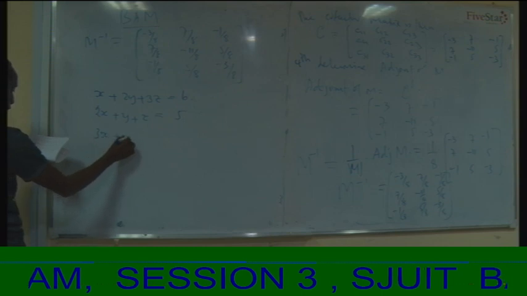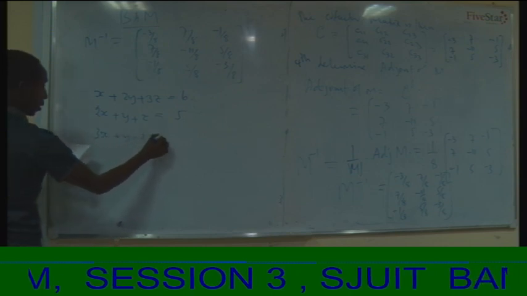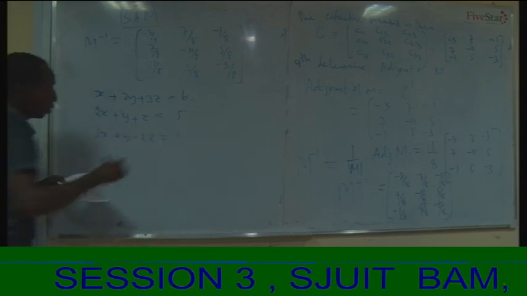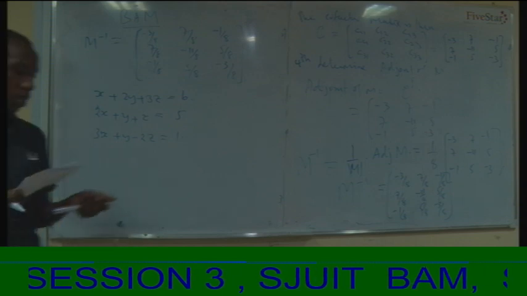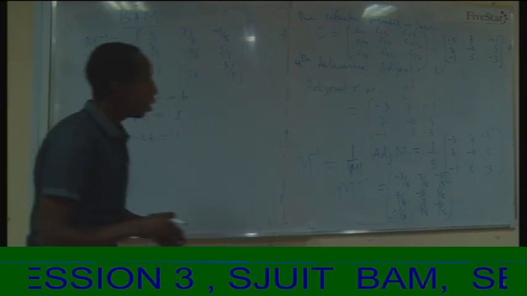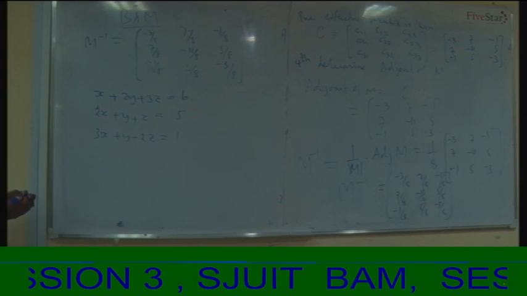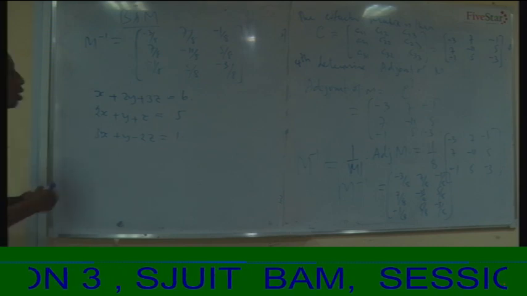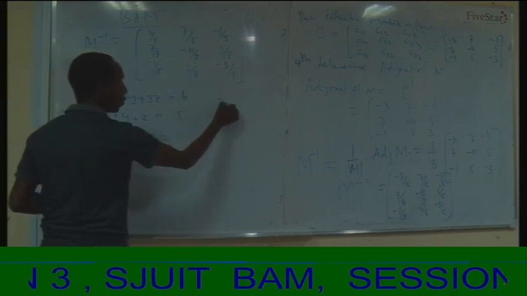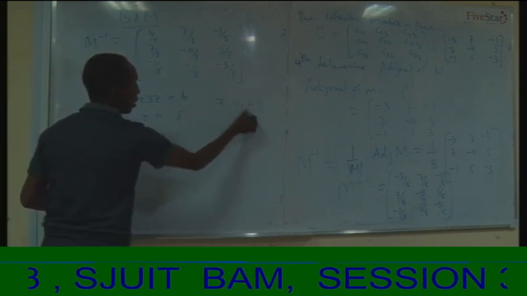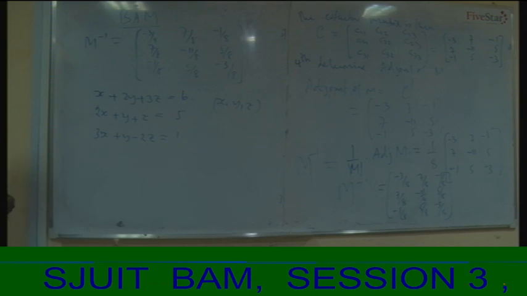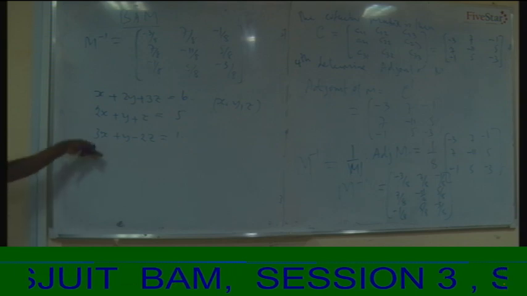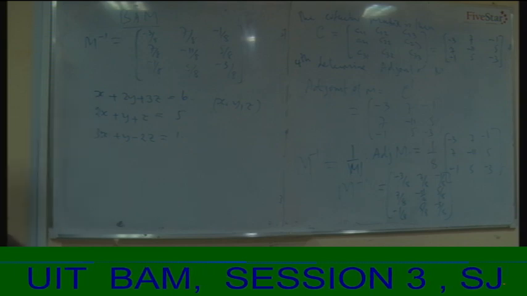3x plus y minus 2z is equal to 1. We need to use the inverse obtained in B1 above to solve the system of equations, which is this. Here we need to solve for x, y, and z. There are 3 unknowns here. It's just the normal simultaneous equation, but in this case it has 3 unknowns.